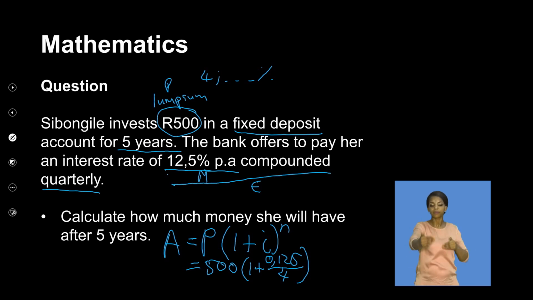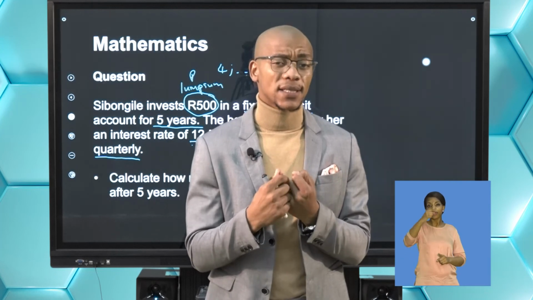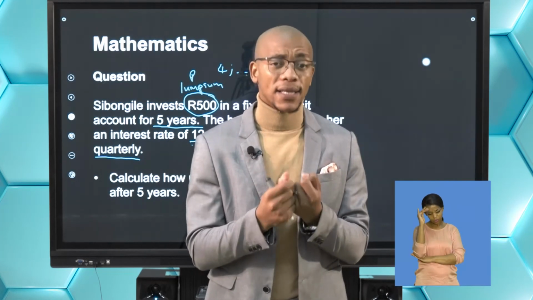Now let's understand the duration of the investment. The duration is 5 years, but for the first year, think about this. How many times did this Sibongile get the interest? Sibongile got interest 4 times in the first year.